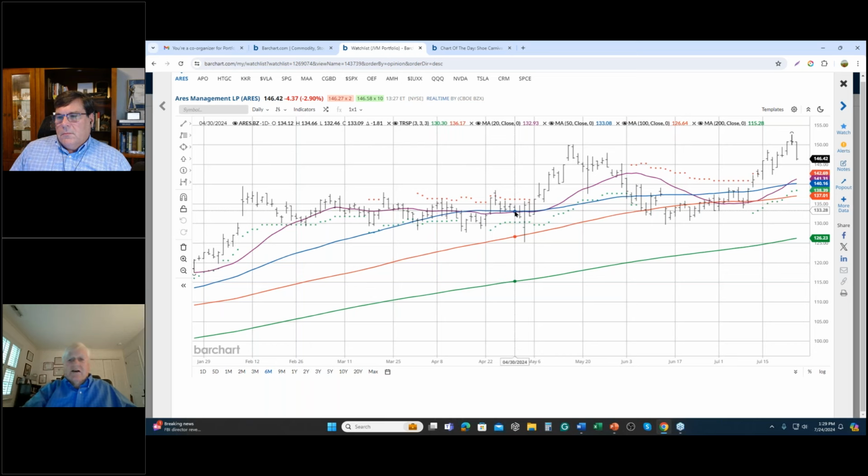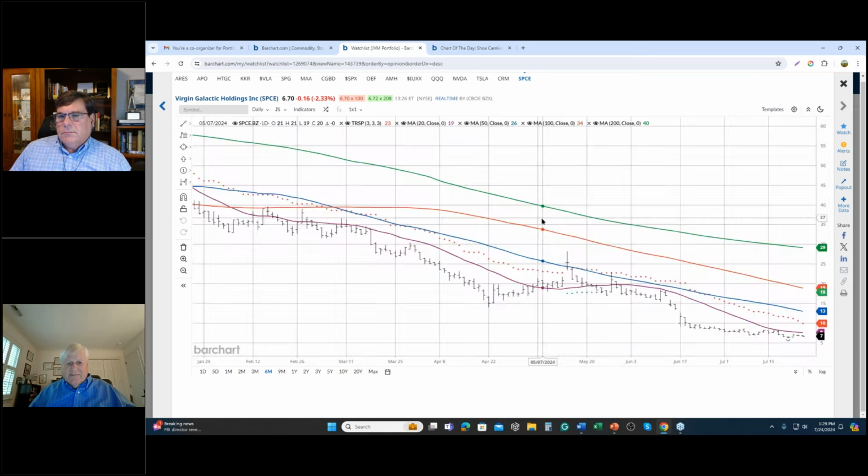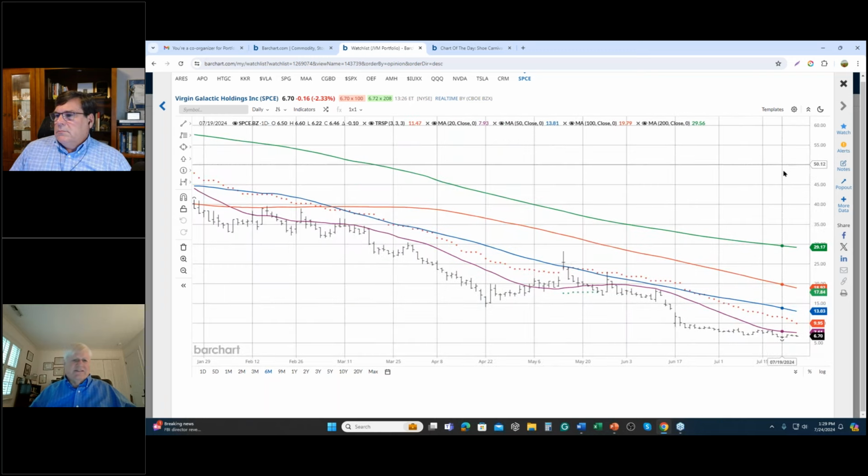Now, John, go all the way there and click on Virgin Galactic. It's very easy to see with this chart that it's going down. It's trading below all its moving averages. Not only that, but look at the trend seeker. See the red dots? The trend seeker is telling us we need to be out of this stock also.